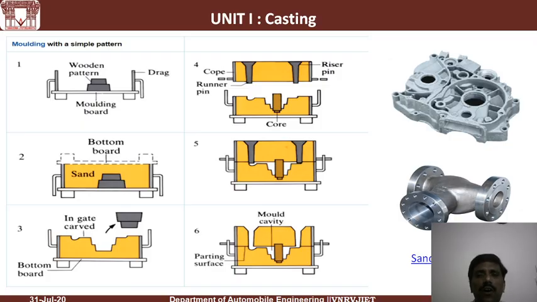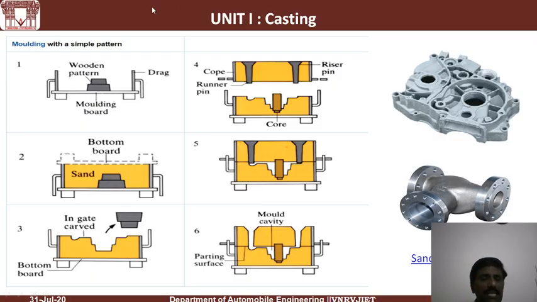Casting. Casting is one of the fundamental and very old techniques, where we convert the raw material. The raw material we take in the form of a liquid, and we pour the liquid into the mold cavity, so that after solidification we will get the required shape. You can see this is one of the complicated components. This is an engine cover plate or engine block cover plate, and here this one is a valve. If you want to manufacture these complicated shapes, we go for a casting process.